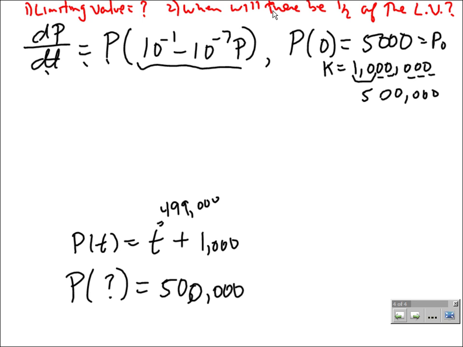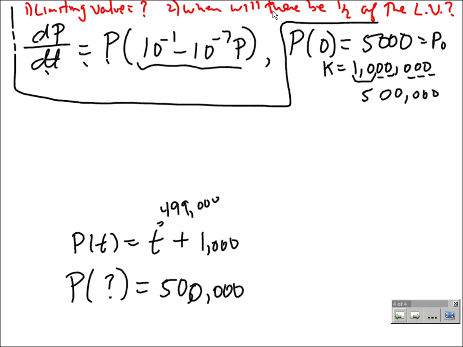Okay, and you should be told that this has to be given. So you're given everything in here along with t. T is in months. So how many months will it take before we have 500,000?